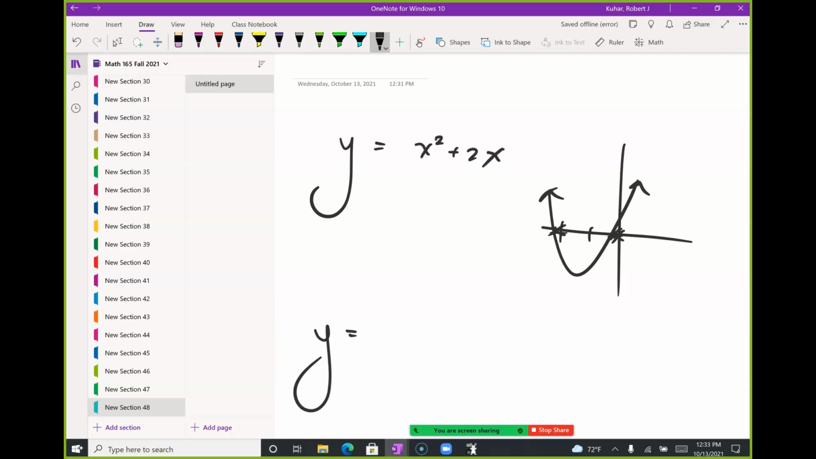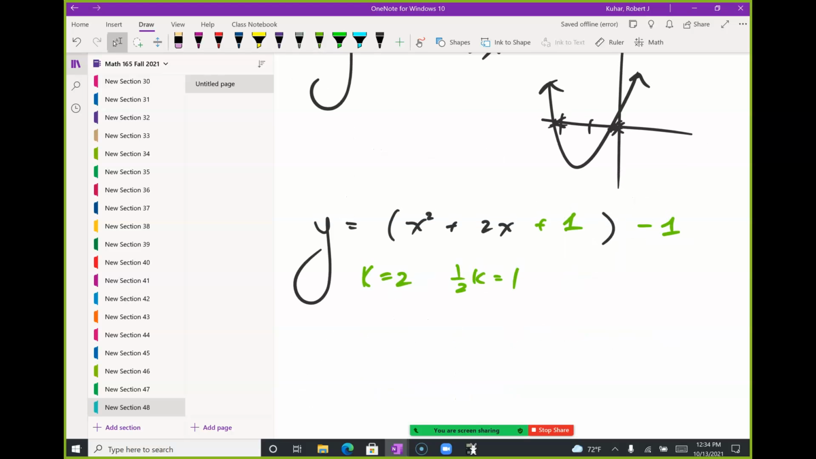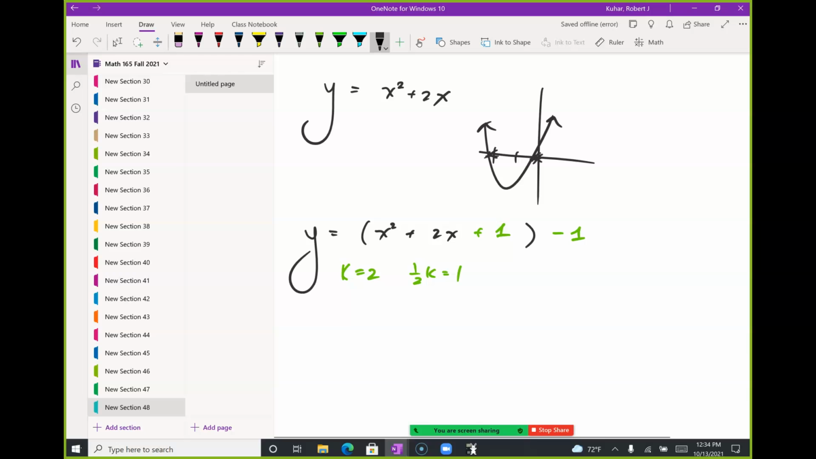But of course, we want to complete the square, right? I'm going to ask you to complete the square. So I've already factored out the leading coefficient, right? And so what's k? It's 2. Half of k is 1. Square that, I get a 1. I'm going to add it and subtract it. Add it on the inside, subtract it on the outside. And now my vertex form is x plus 1 quantity squared minus 1. And so you could see I get a vertex at minus 1, minus 1.